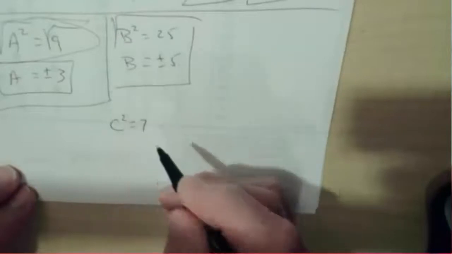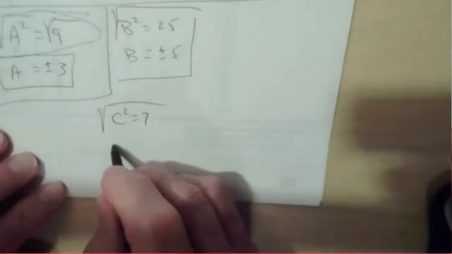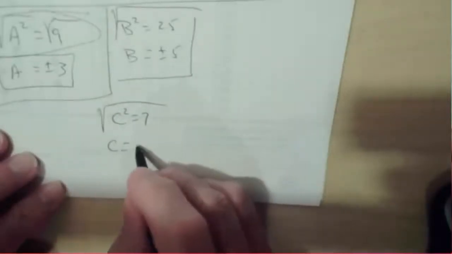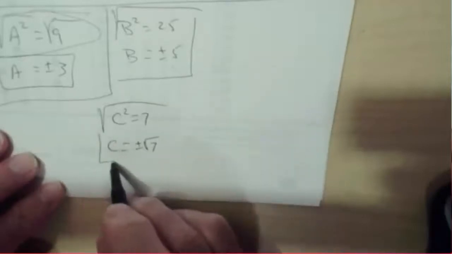Now, what if we have this? C squared equals 7. 7 is a prime number, not available for factoring. So how do we undo this? Of course, it's square root. So we have c equals plus or minus the square root of 7. Right?